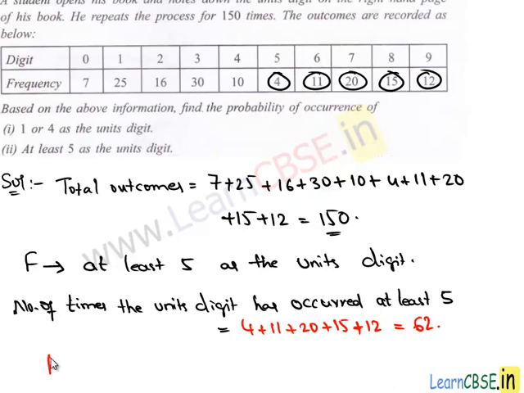Therefore, according to the definition of probability, the occurrence of at least 5 as unit digit is the total number of favorable cases to event F, which is 62, to the total number of trials, that is 150. Here 2 is a common factor. Then we have the probability as 31 upon 75. This is the probability of occurrence of at least 5 as our unit digit.